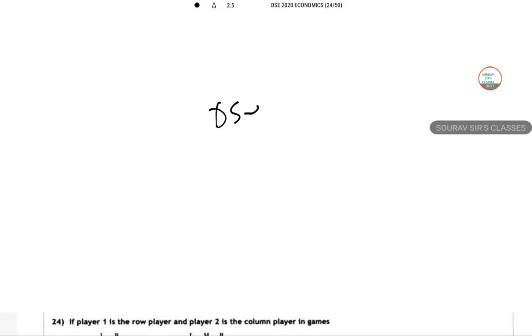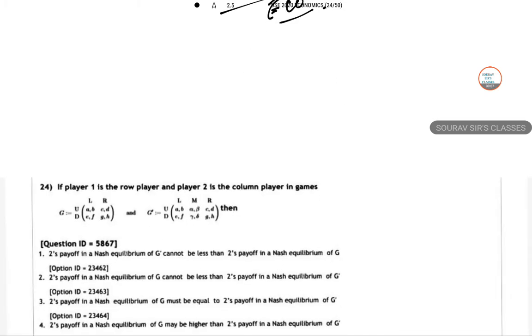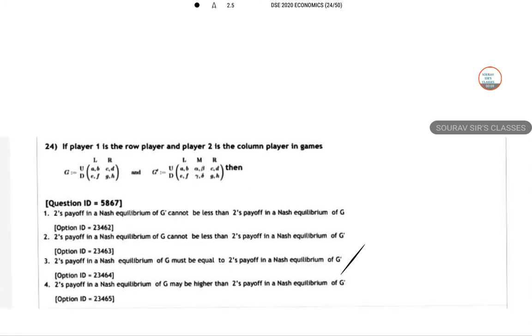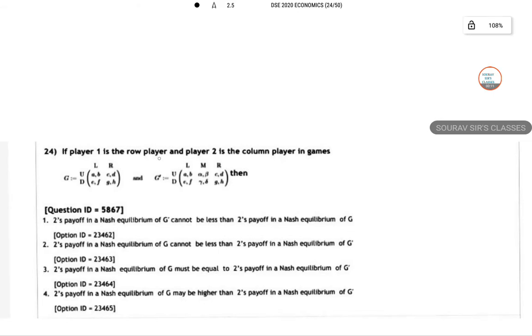Students, this is the DSE 2020 economics question paper, and today we will be solving from question number 24. So if player 1 is the row player and player 2 is the column player in these games, G and G dash, with actions U, D, L, R provided.